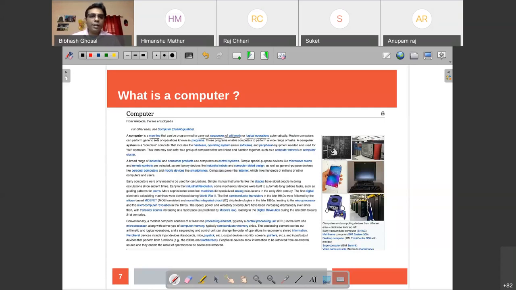And that will solve your problem. Okay. On the right hand side, you see, modern computers can perform generic set of operations known as programs. These programs enable computers to perform a wide range of tasks. Look at the different kinds of computers that we have today. The first picture that you find is the oldest, which was primarily of mechanical parts. The idea is the same. A computer does nothing but some operations, nothing more than that. Whatever be your problem, it finally has to be reduced to executing a set of instructions. How you execute that is up to the device that you have created. If you have created a mechanical device to execute the operations, well, that's a mechanical computer.